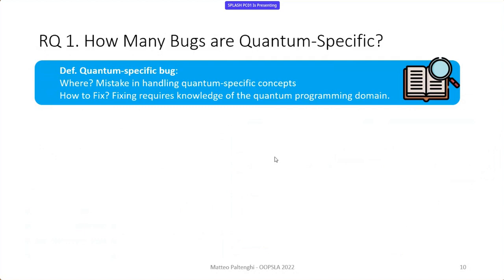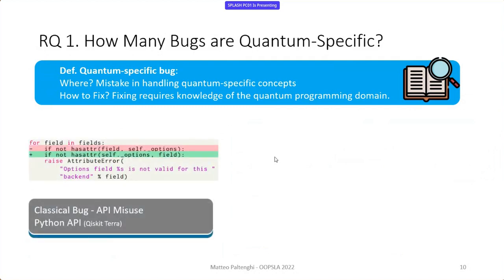So let's be concrete now, and let's see two examples together. On the left side here, we can see a classical bug where there is a problem in the usage of a typical Python API that has attributes, where the two arguments are basically swapped. And if you look at it, there is nothing really quantum in this code. It's just a bug, it was fixed, and that's it.